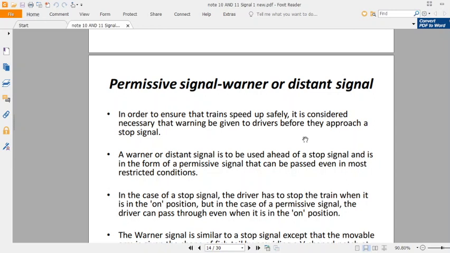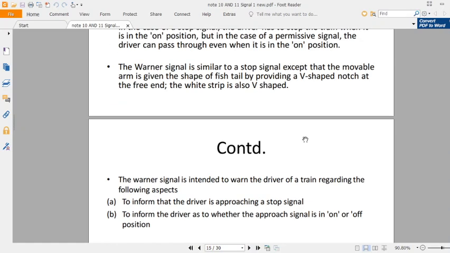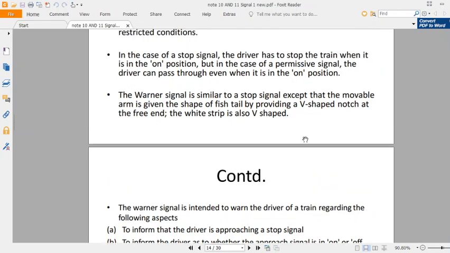In the case of a stop signal, the driver has to stop the train when it is in the on position, but in the case of a permissive signal, the driver can pass through even when it is in the on position.